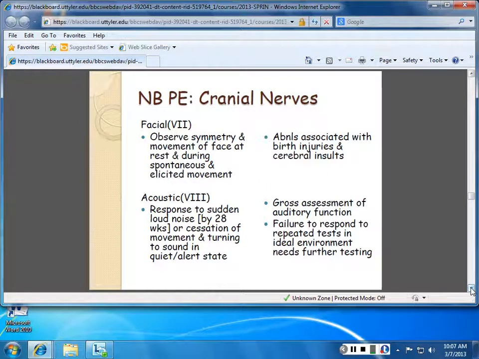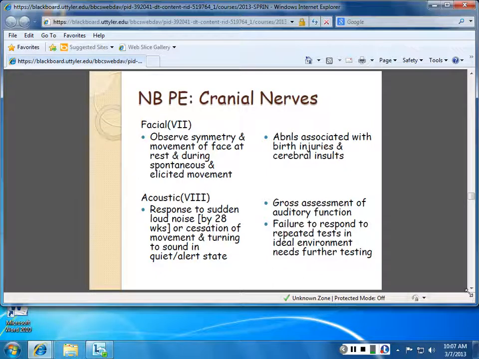Facial, you want to observe the symmetry and movement of the face at rest and during spontaneous and elicited movement. If the child has had a forced delivery, they can have Bell's palsy. So which side of the face is going to move when the infant grimaces or cries? The one that's not affected. Okay.